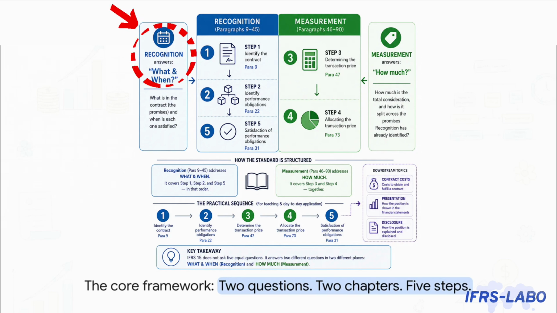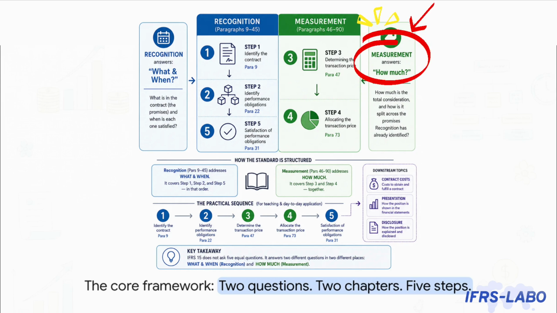The recognition chapter is entirely focused on the what and when. What is in the contract, what exactly are the promises, and when is each one satisfied? Once you have the obligations and the timing nailed down, then you move to the measurement chapter, which simply asks how much. Identifying an obligation is a genuinely different exercise from pricing it. So while we interleave them as steps 1 through 5 for teaching convenience, keeping this two-question architecture in your head makes the whole thing so much easier to follow.